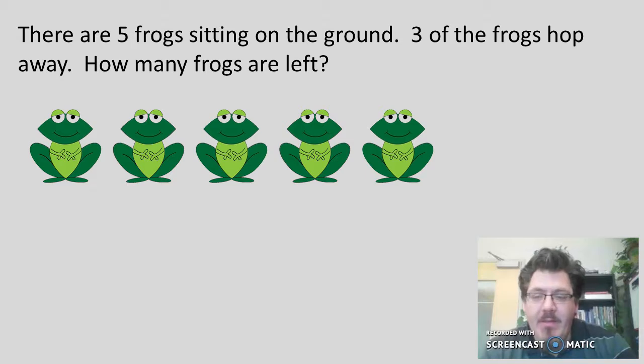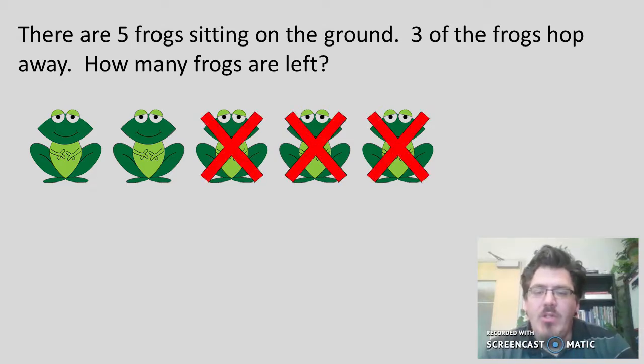Next, modify the sketch to show that 3 frogs have hopped away. A student might put X's through 3 of the frogs or draw lines showing them hopping away. I would not recommend, though, erasing things. You want to be able to see the number of frogs that you started with. Finally, count up the number of frogs that are left. In this case, there are 2 frogs that did not hop away. So, the answer to the original question is that 2 frogs are left.